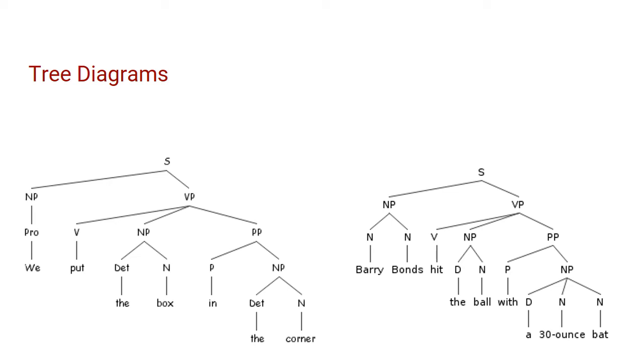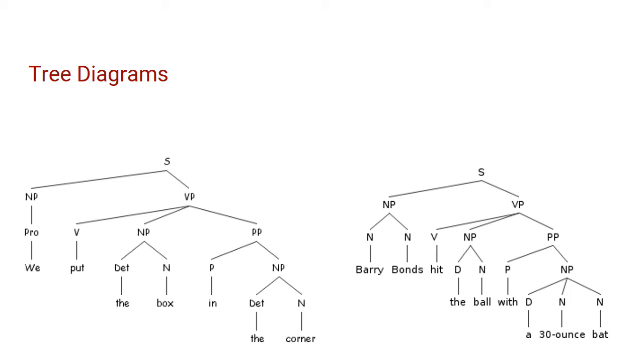And this sentence clearly shows us that it's the hitting that has the bat, because the hit and the prepositional phrase with the 30-ounce bat are at the same level out of that verb phrase. If we were to say Barry Bonds hit the ball with the red stripe, well, with the red stripe would be part of that noun phrase, the ball with the red stripe, rather than the with being a prepositional phrase that's part of the verb phrase.